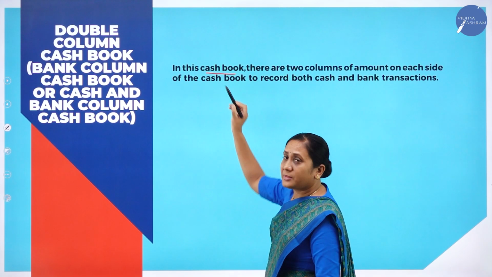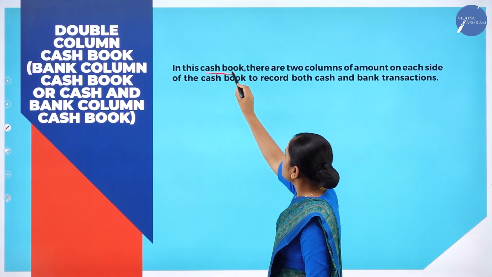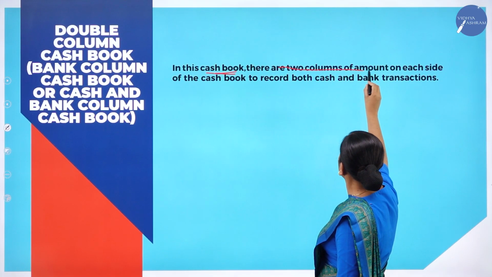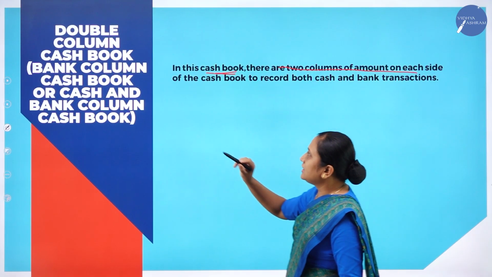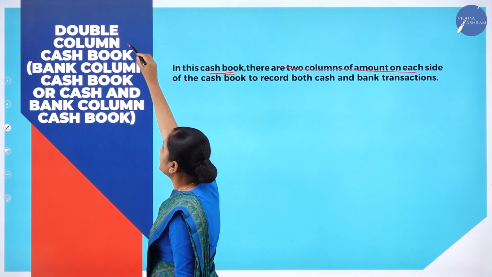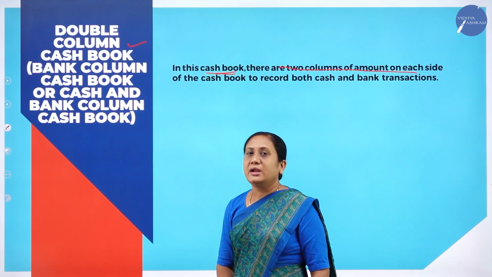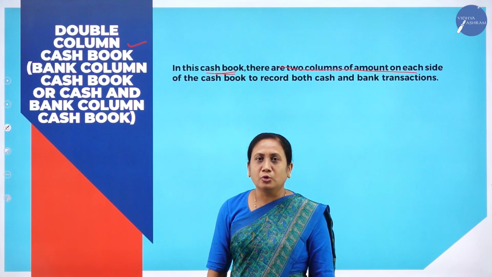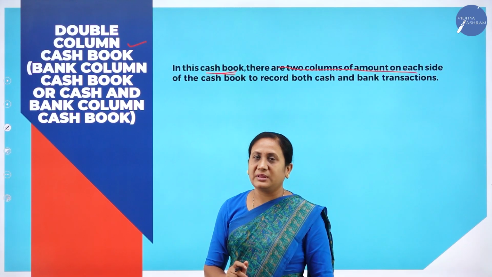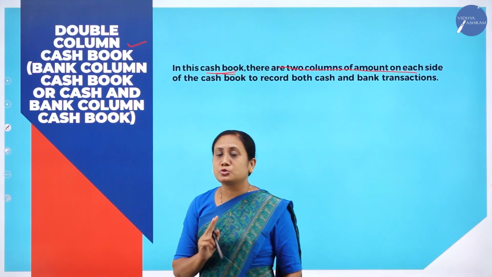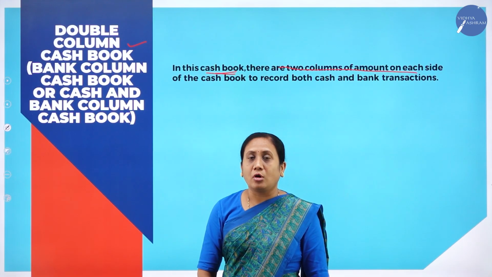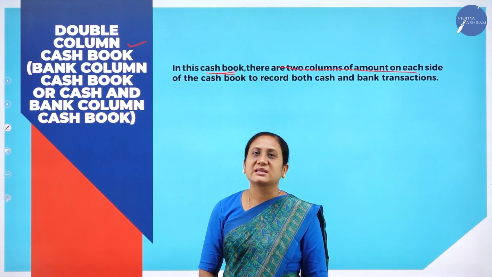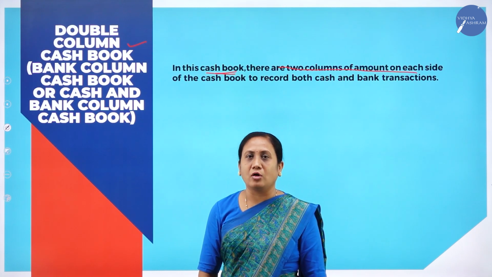So, double column cash book is what? It is a cash book. There are two columns of the amount on each side. See here, the name itself is telling, double column cash book. Double means what? Two columns. This is one of the subsidiary books in which two columns will be there. What are those two columns? One is cash column and the other one is bank column.